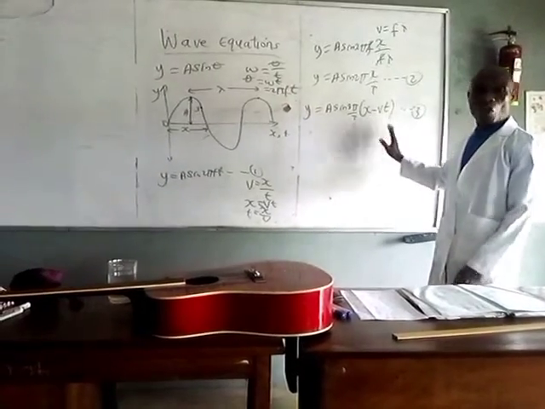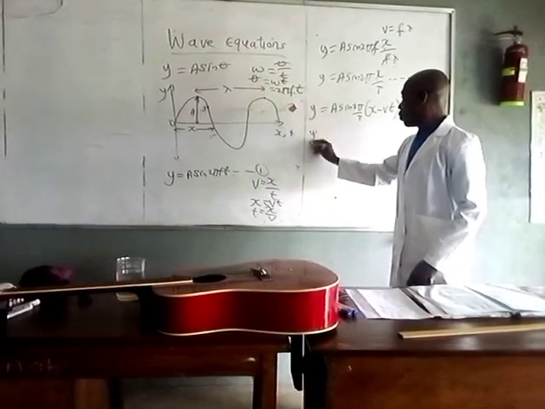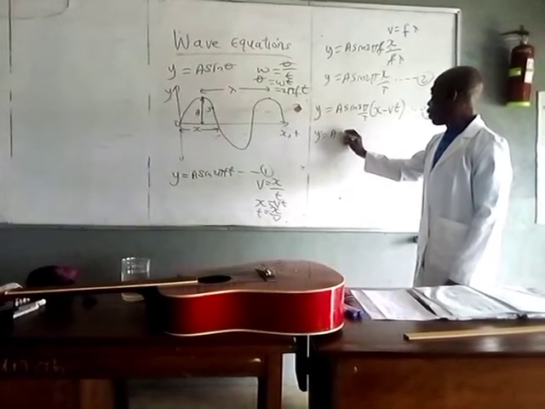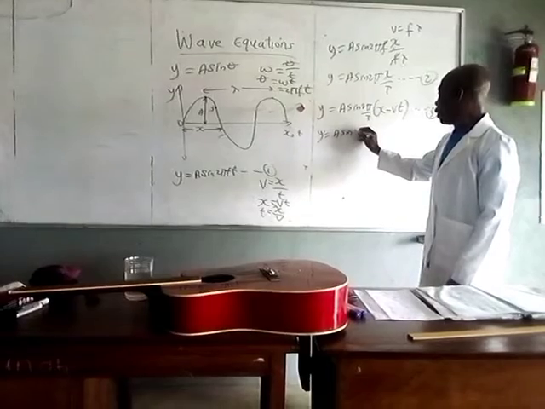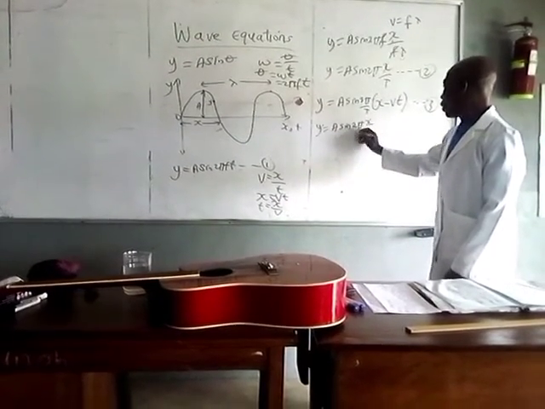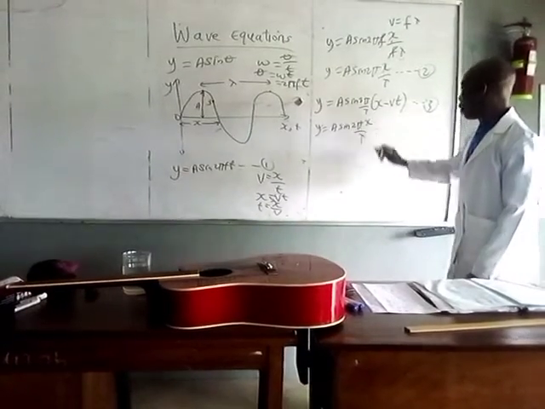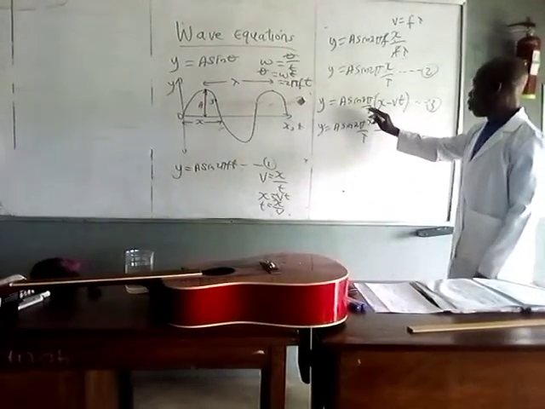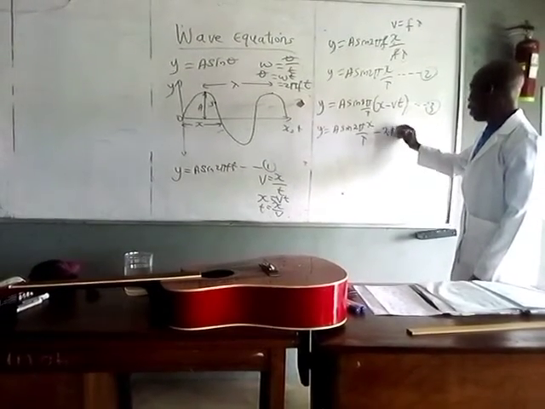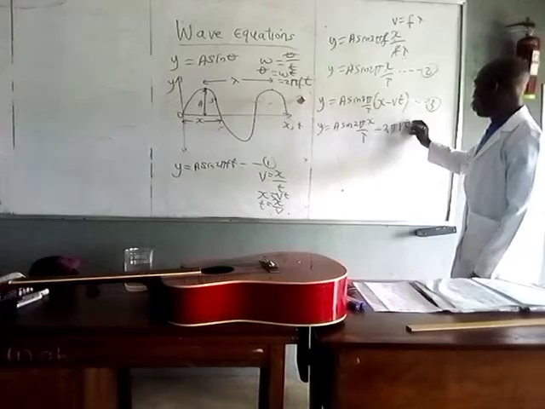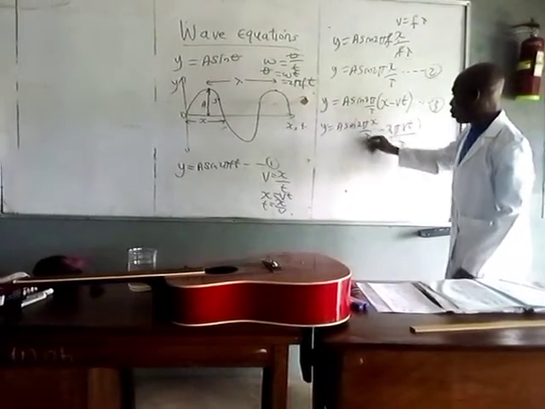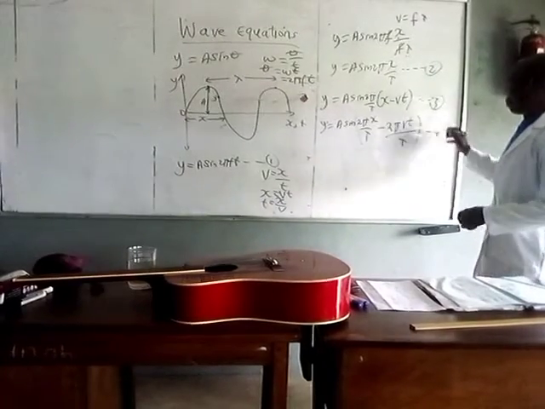So if we expand this equation, y is equal to a sine 2 pi x over lambda minus, this term will also multiply this, it becomes 2 pi vt all over lambda. And we can call this equation 4.